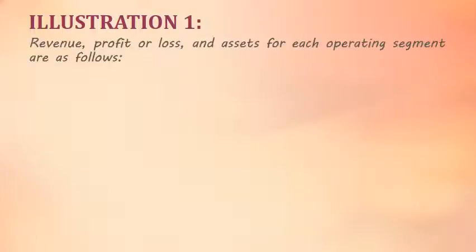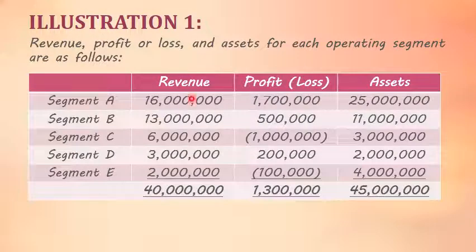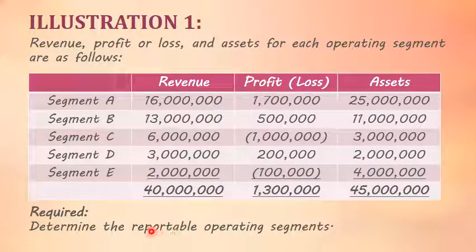Understand, gamitin natin yung illustration 1. So, revenue, profit or loss, and assets for each operating segment are as follows. So, we have segments A to E. Then, given ang kanilang revenues, profit or loss, and yung assets. Then, ito ang kanilang total. Requirement is to determine the reportable operating segments dito sa given na ito. So, sabi natin, kanina para maging reportable segment, kailangan 10% sila ng total revenue, total profit or loss, total asset.